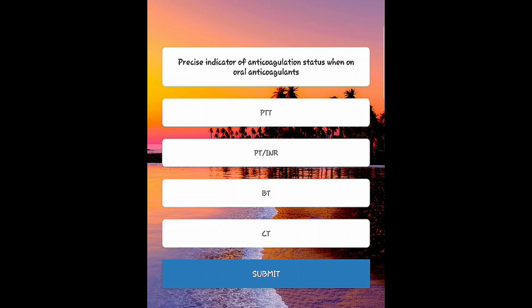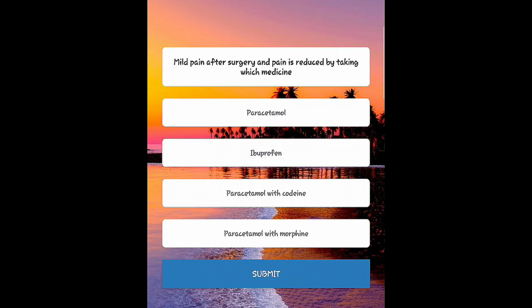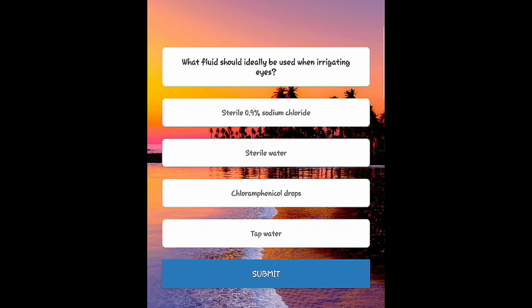Precise indicator of anticoagulation status when on oral anticoagulants. Ooh, why did they put this in abbreviation form? I hate abbreviations. I'm just going to go with PT and INR. Honestly, I can't remember what it means, but I know that it has to do with either platelet testing or so. Mild pain after surgery, and pain is reduced by taking which medication? Could be paracetamol.